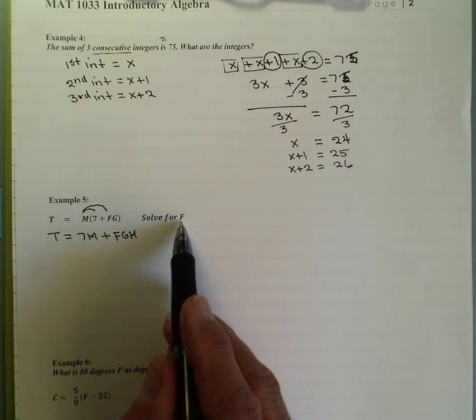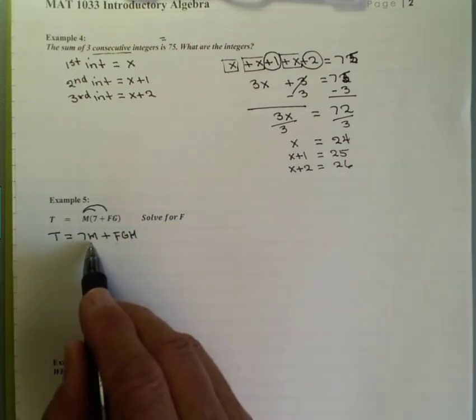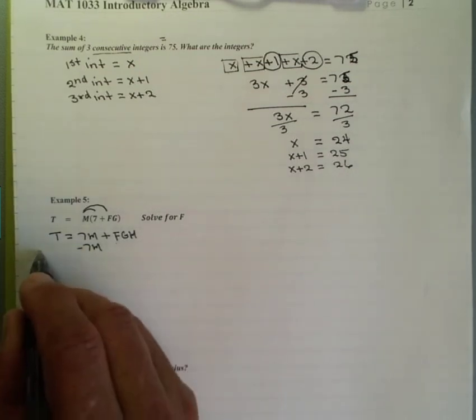Now I need to solve for f, so this is the term that needs to be isolated. I need to get rid of this one. It's a positive 7m. How do I get it to go to the other side? Well, I'll subtract it from both sides.